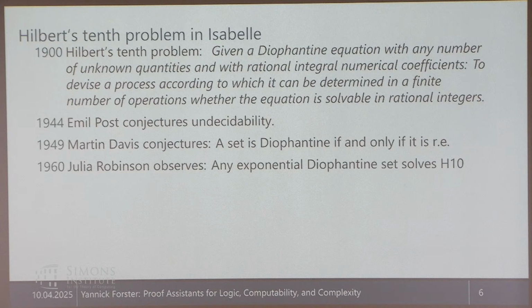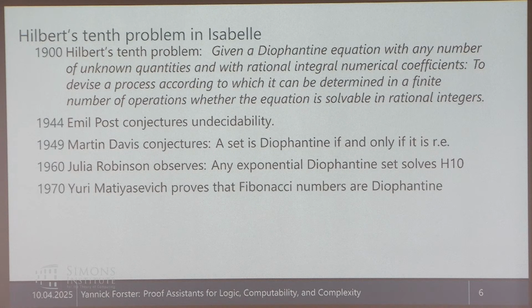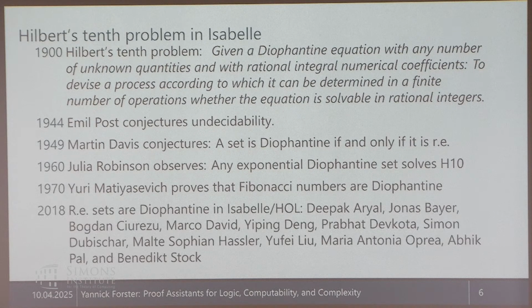In 1960, Julia Robinson contributed, on top of Martin Davis' and Putnam's work, that if there is any exponential Diophantine set, any set that grows exponentially, this solves Hilbert's 10th problem. Then the big breakthrough was Yuri Matiyasevich proving that the Fibonacci numbers are Diophantine, in a two-page paper. This is a characterization of Fibonacci numbers. Done.